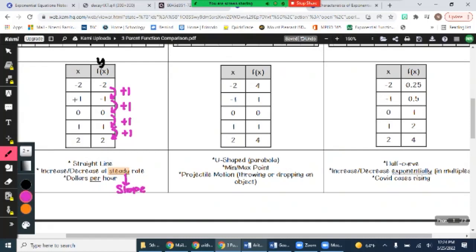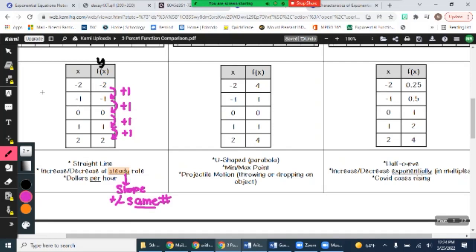Slope is only associated with linear equations. So anytime you see the word rate of change, if you see the word slope, per, each, you're only talking about linear equations, only talking about straight lines, because you are adding or subtracting the same number. It's always the same number.